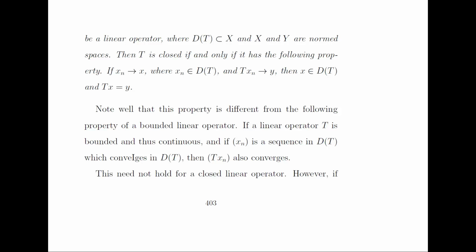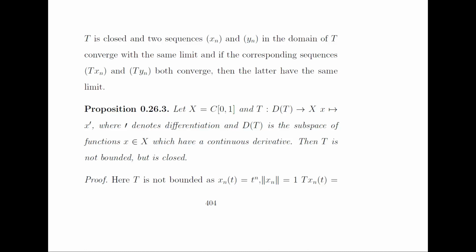This property is different from the following property of a bounded linear operator, which is the definition of continuity. If a linear operator T is bounded and thus continuous, and xn is a sequence in the domain of T which converges in the domain of T, then the sequence Txn also converges. This need not hold for a closed linear operator. However, if T is closed and two sequences xn and yn in the domain of T converge with the same limit, and if the corresponding sequences Txn and Tyn both converge, then the latter have the same limit.